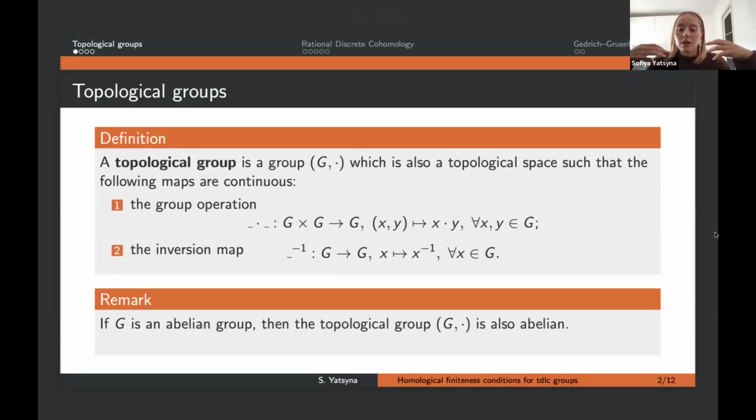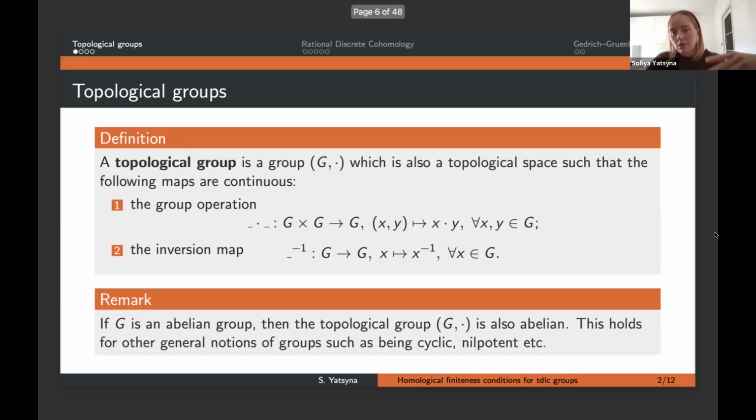And general group theory properties carry through. So if the group is abelian, then the topological group is also abelian. This also works if it's cyclic or nilpotent. And also you can define in a similar way topological fields and topological rings. So it's the same kind of idea behind them.